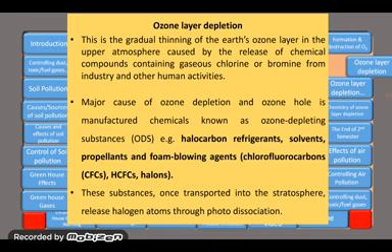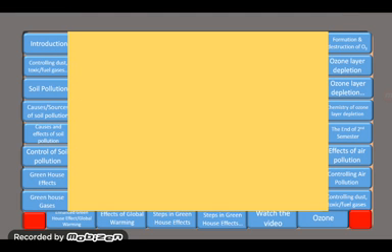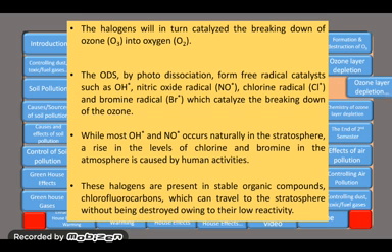These substances, once transported into the atmosphere, release halogen atoms through photodissociation, which could catalyze the breaking down of ozone. The halogens will in turn catalyze the breaking down of ozone into oxygen. The ODS, by photodissociation, form free radicals such as hydroxy radicals, nitric oxide radicals, chlorine radicals, and bromine radicals. All these catalyze the breaking down of ozone.